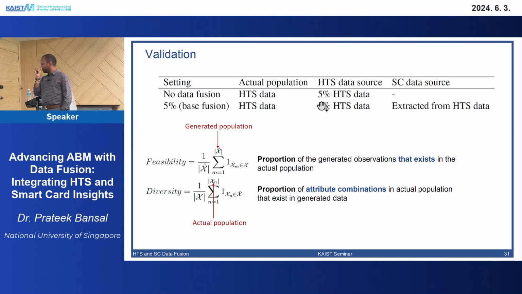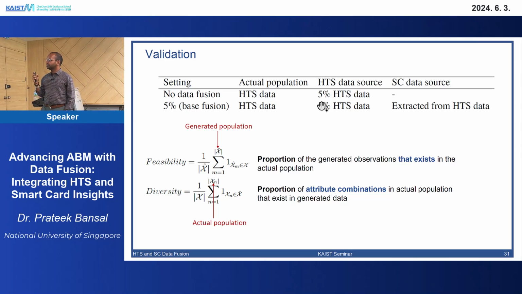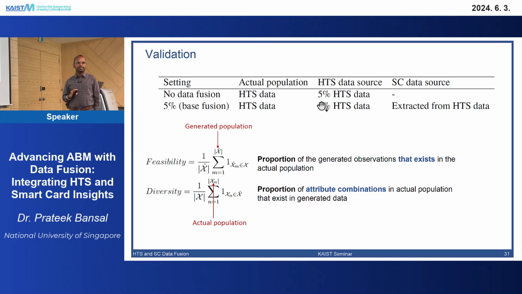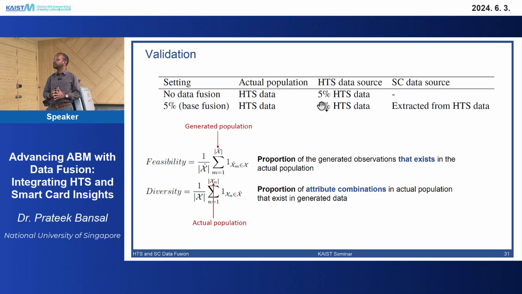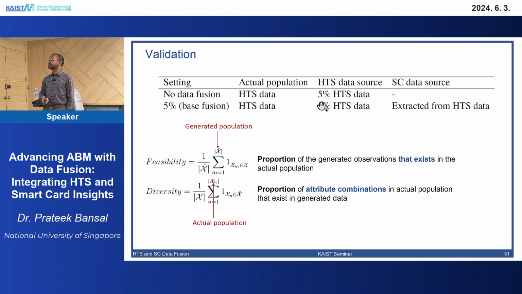Okay, let's look at an example, a simulation study, and then I'll conclude after the simulation study. So what we do is we consider the HTS data as the actual population. We say that we observe the whole HTS data, and we consider that as a population. In the no data fusion case, we just take a 5% sample from the HTS and call it our HTS sample.